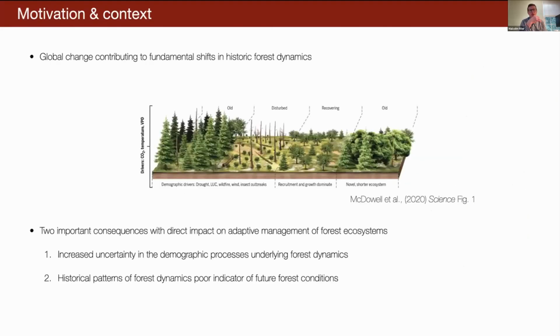So the challenge here is that global change is already contributing to fundamental shifts in our historic forest dynamics. And this really has a couple of important consequences for how we think about sustainably managing our systems. The first is that we have increased uncertainty in the demographic processes that underlie forest dynamics. And secondly, the historical patterns of forest dynamics that have served as the basis for sustainable forest management for the better part of a century aren't necessarily good indicators of where those forests are heading. And so again, we have increased uncertainty in the future of our forest systems.